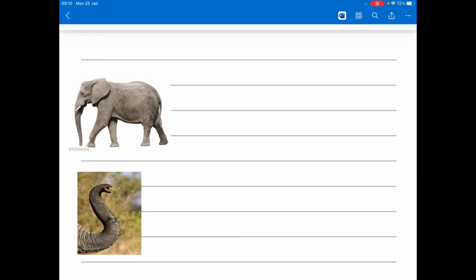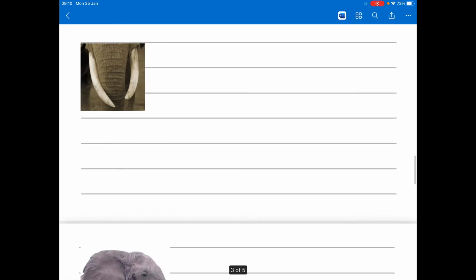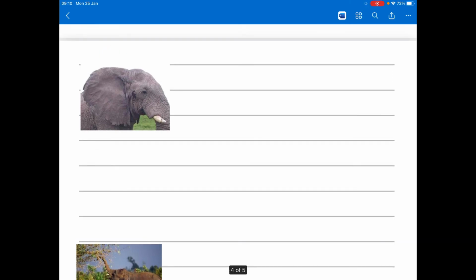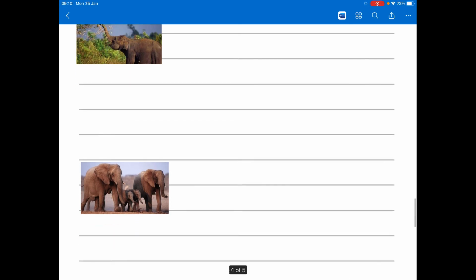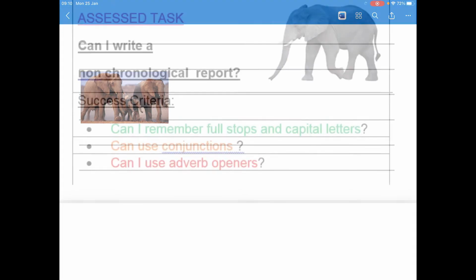Then we've got a picture of a trunk for the trunk section. We've got tusks. You could write about the tusks. Then we've got, that could be ears, or it could be about to do with their senses, their eyesight, or their skin even. You could write about their skin. Then we've got a picture of an elephant pulling some leaves. So that could be about what they eat, their diet. And last of all, there's a family of elephants and you could write about the family at the end.